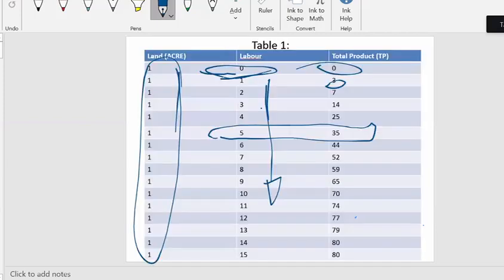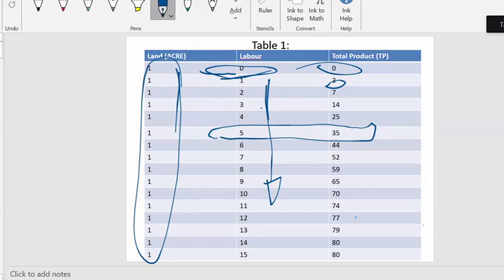For example, initially you didn't have any person. That means the output was 0. After employing one person, you were able to produce what? 3 output. 2 persons, you get 7. And so on. Paka ulipoajiri mtu wa 15 alikuwa na uwezo wa kuzalisha output ngapi? But land is what? Is fixed.